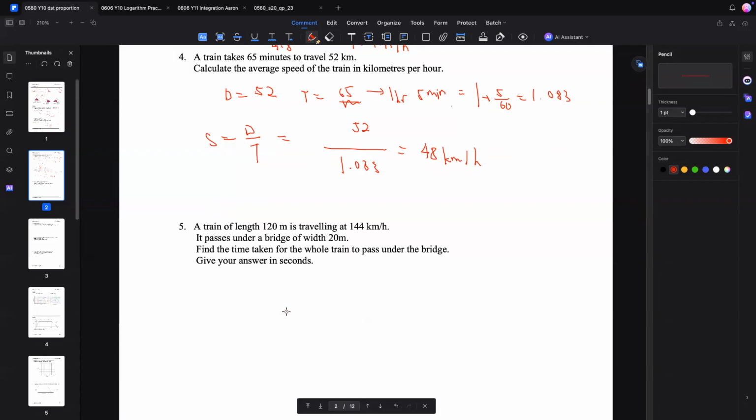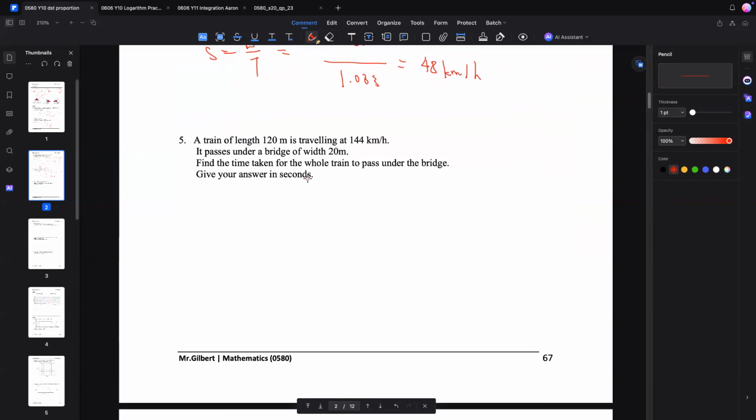Okay, let's do the last one. A train of length 120 meters is traveling at 144 kilometers per hour. It passes under a bridge of width 20 meters. Find the time taken for the whole train to pass under the bridge. Give your answer in seconds. So we want to find time. So what is the formula we're going to use? Distance over speed.